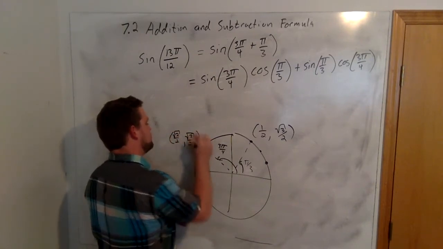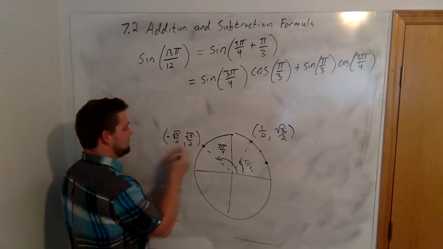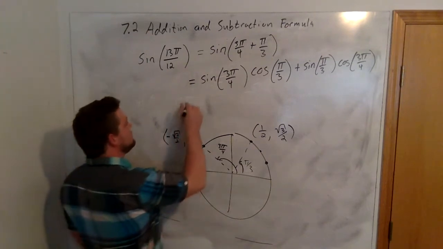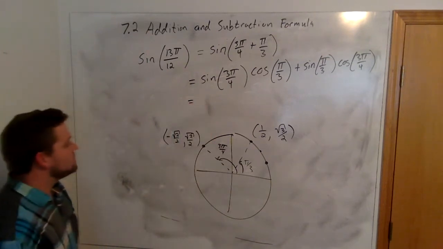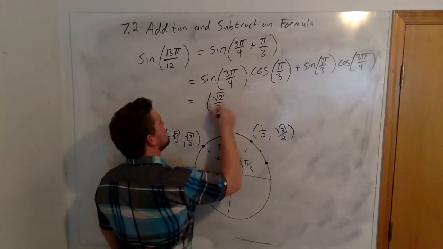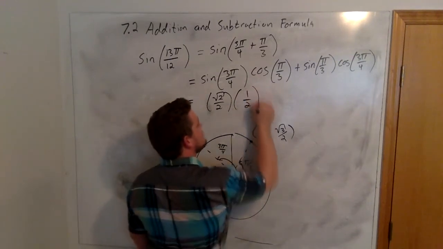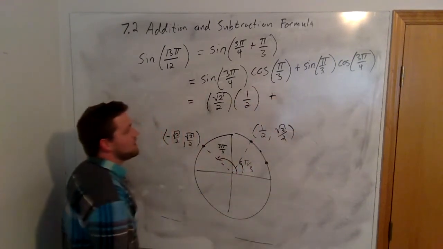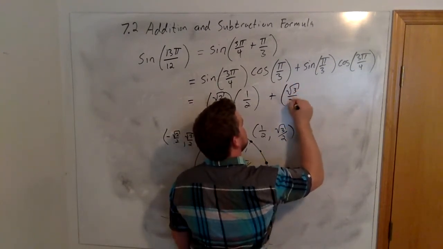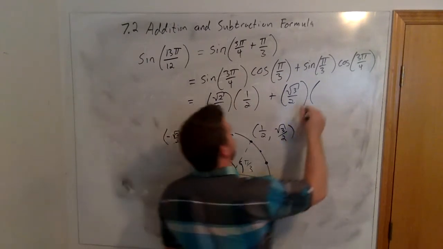Now we just have to adjust the sign. Cosine is negative and sine is positive in quadrant 2. So I think we have all the information we need here. Sine of 3 pi over 4 will be root 2 over 2. Cosine of pi over 3 will be 1/2. Plus sine of pi over 3, that'll be root 3 over 2. And cosine of 3 pi over 4 will be negative root 2 over 2.